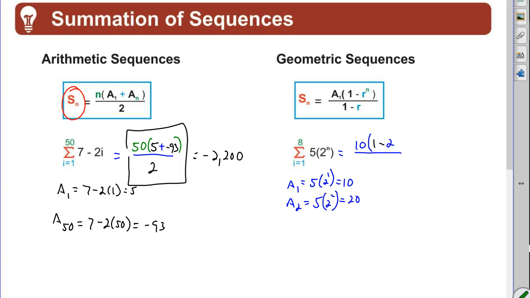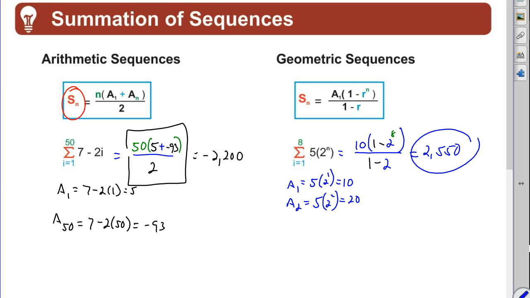We're going to the 8th term, so that's 2 to the 8th. We're going to divide that by 1 minus, and the common ratio is 2. Okay, so you've got to punch this in your calculator. I'm going to do 2 to the 8th, and I'm going to get 256. So 1 minus 256 is negative 255, times 10, and then dividing by negative 1 makes it a positive, and I end up with 2,550. That's the sum of the first 8 terms of a geometric sequence.